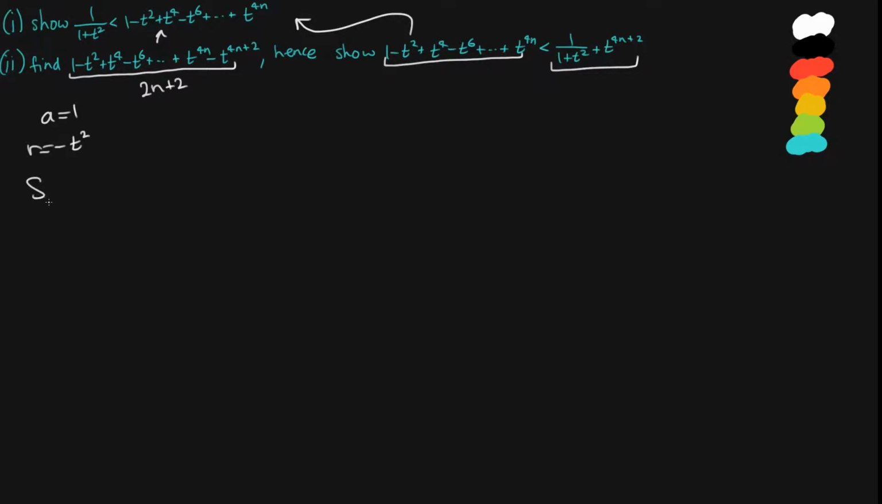So now we just have to find S of 2n plus 2, which is equal to a r to the 2n plus 2 minus 1 over r minus 1. And the same process as before.